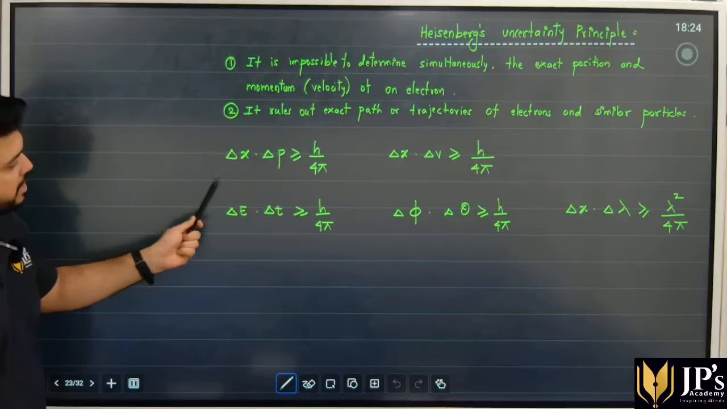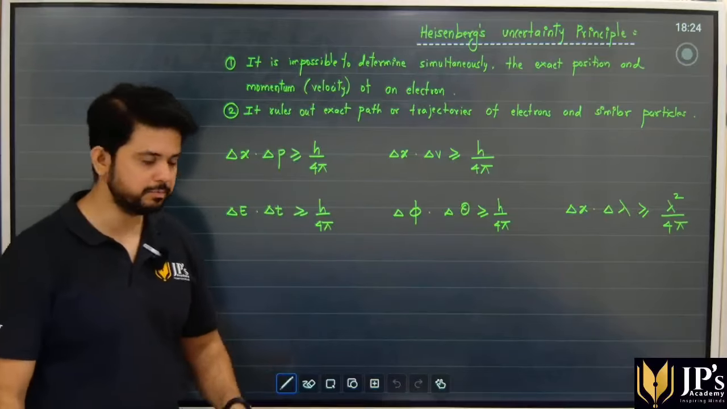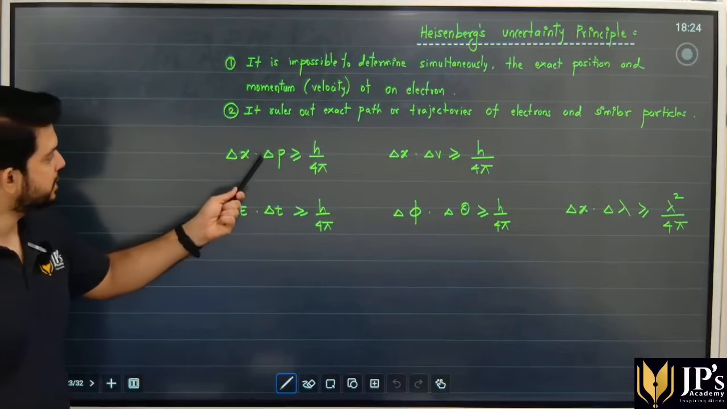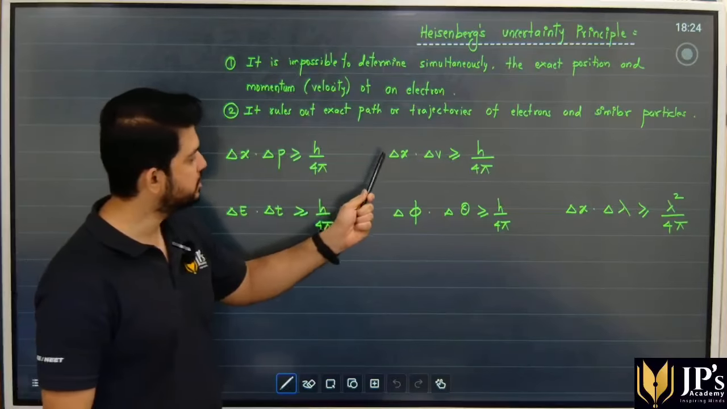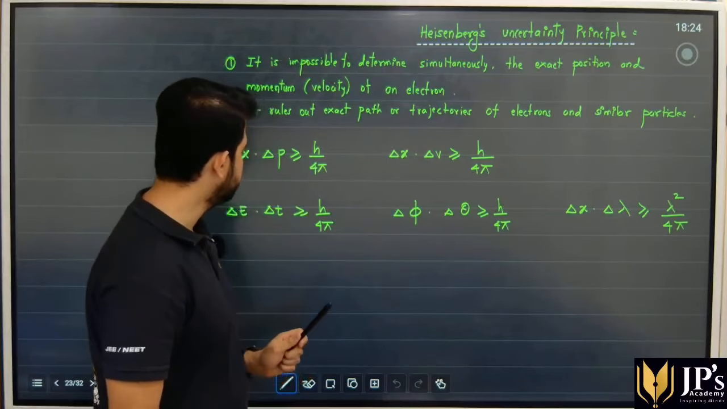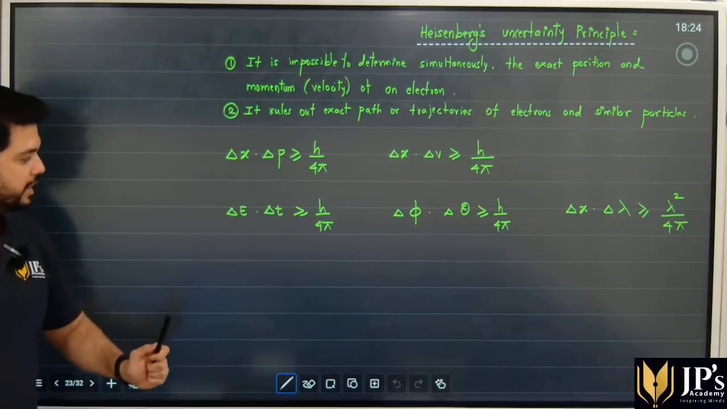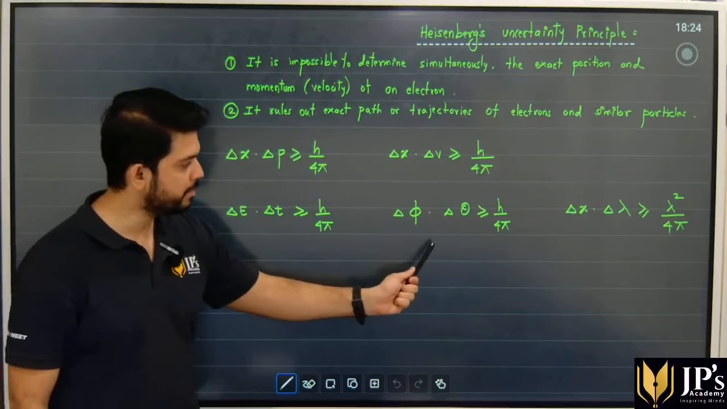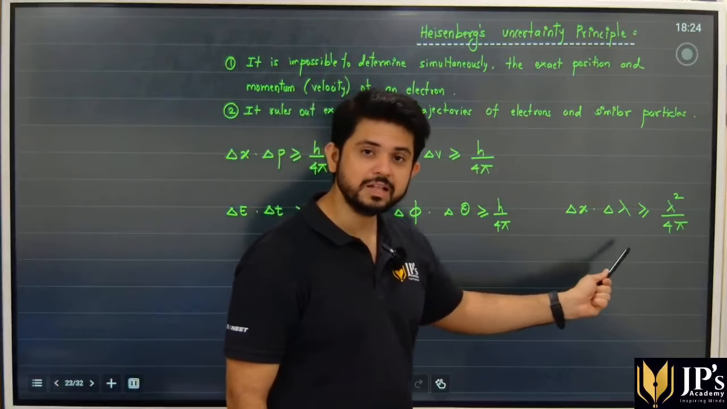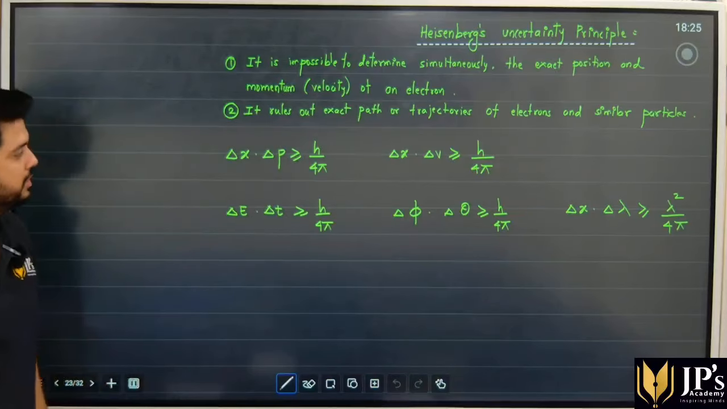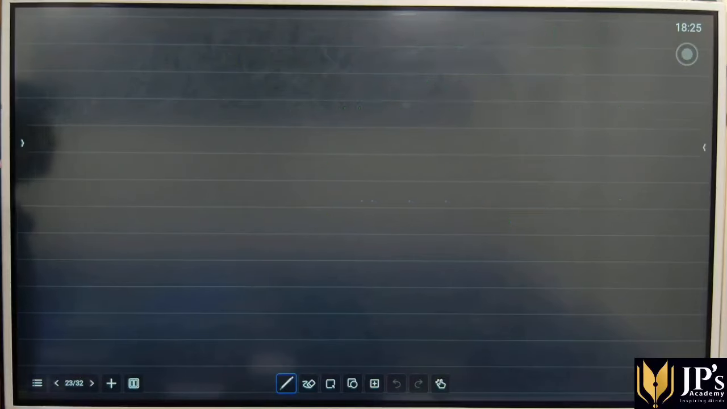I have written the uncertainty principle in different forms students. This is the uncertainty principle in terms of position and in terms of momentum. This is in terms of position and in terms of velocity. This is in terms of energy and in terms of time. This is in terms of angular momentum students. And this is uncertainty in terms of wavelength. Make sure you note down all these important formulas.